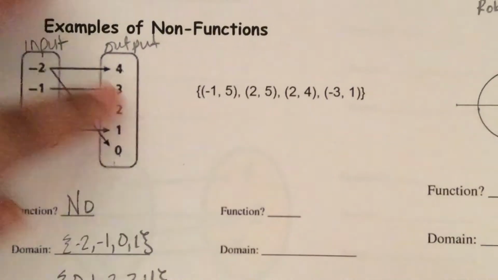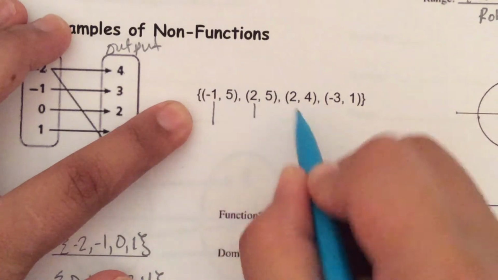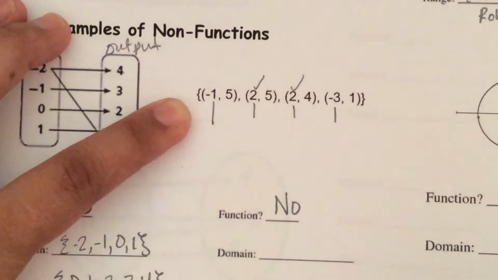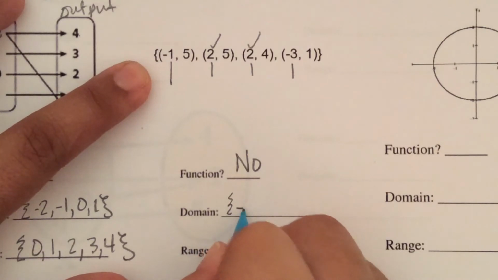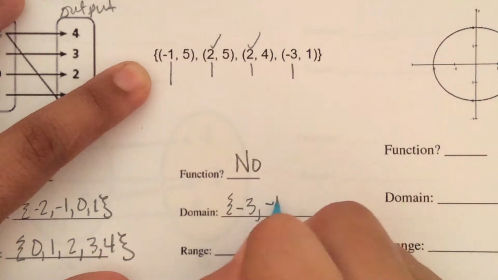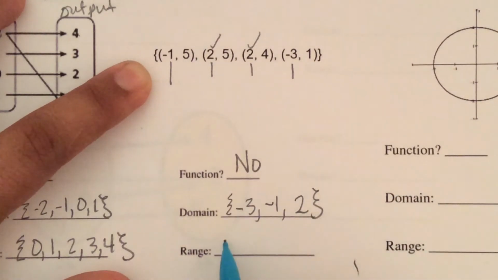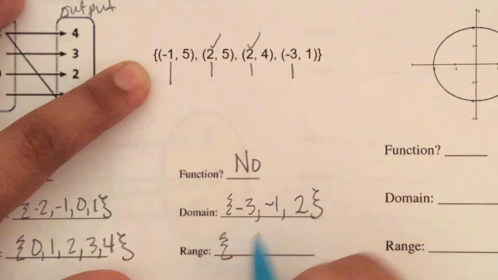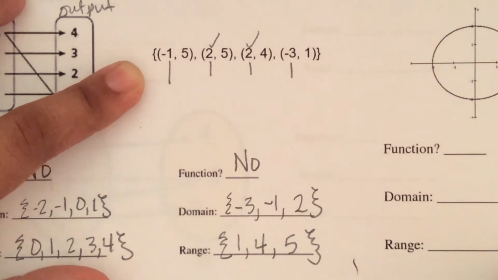Okay. So let's take a look at the set. So you have -1 right there, 2, 2, -3. Oops, the x's repeat, so this is not a function. Okay, now the domain are your x values. So -3 is the smallest one, then it's -1, and then 2 and 2, well, you don't have to repeat it, you just write it once. The range are your y values. 5, 5, 4, and 1. Which one's smaller? 1. Then 4 and 5 repeat, so you just write it down once.